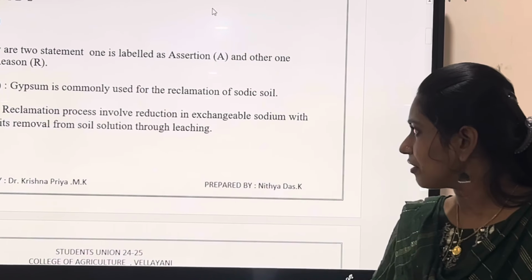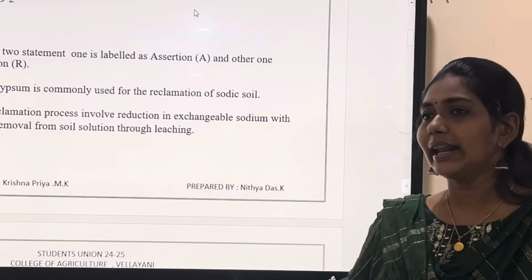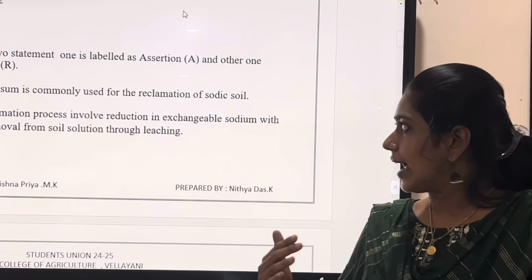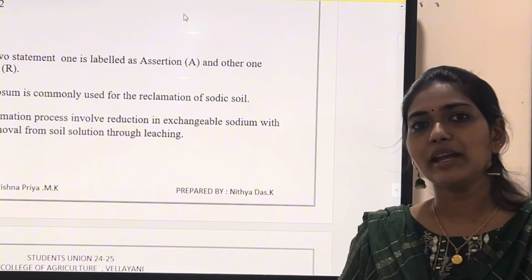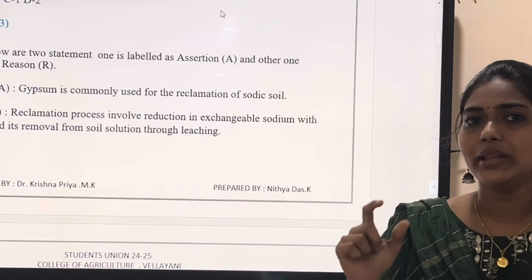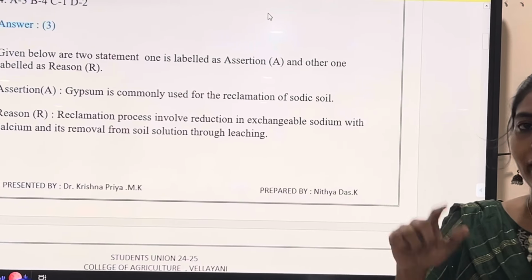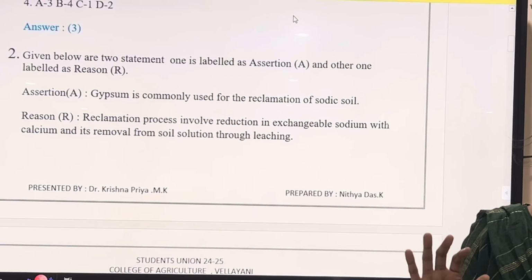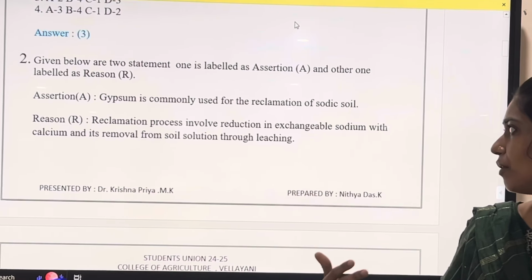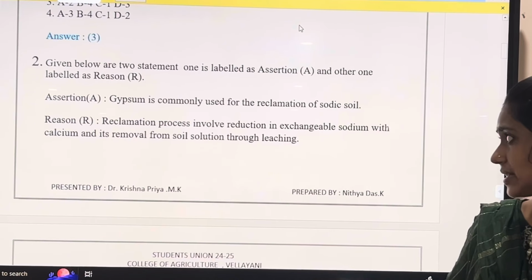For the reason they have given, we should remember the clay colloids here. We know that on the clay colloids in sodic soil, sodium will be dominantly present. As we are applying gypsum, whose chemical formula is calcium sulfate, that calcium will go and bind with the clay complexes which are already filled with sodium. So the calcium will replace the sodium and then the clay complex will be rich with calcium, and all the sodium will be leached out in the form of sodium carbonates. So this can be the correct answer for the assertion they have given.